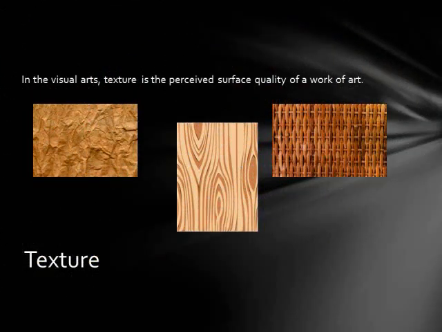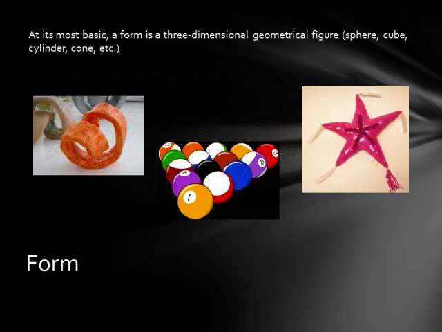Texture. In the visual arts, texture is the perceived surface quality of a work of art, so the way it feels or looks. Form. At its most basic, a form is a three-dimensional geometrical figure. It could be a sphere, cube, cylinder, cone, whatever.